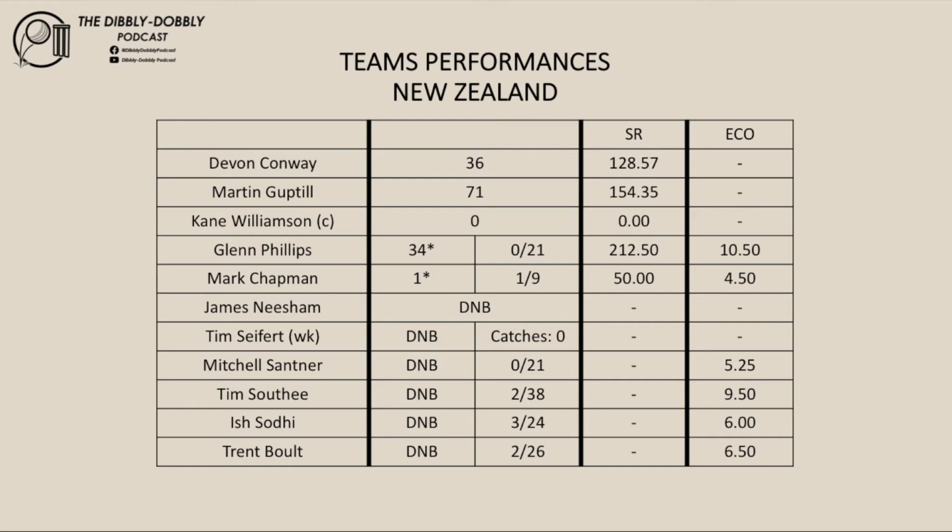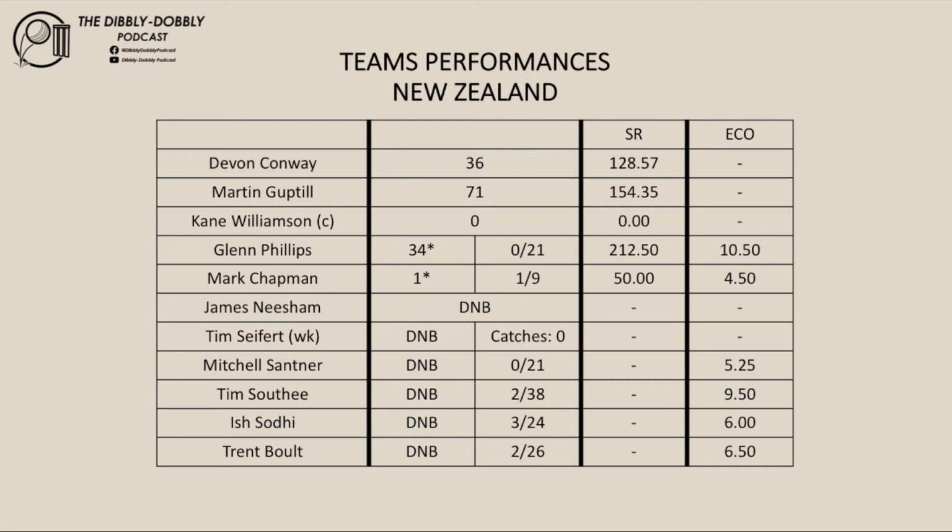And they did, obviously. That was helped by Guptill and Conway, who put on 106 for the first wicket, pretty much taking the pressure off New Zealand, really. And after that partnership, really, New Zealand just got over the line, really, in terms of winning this game easily in the end, finishing the game in 15.3 overs. So they had another 5 overs to spare.